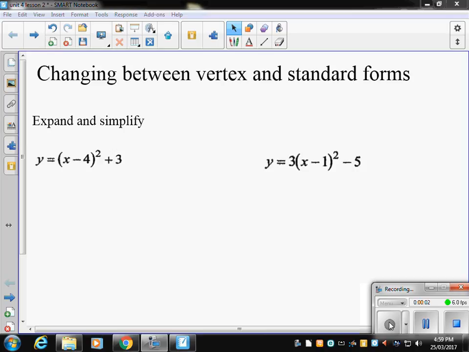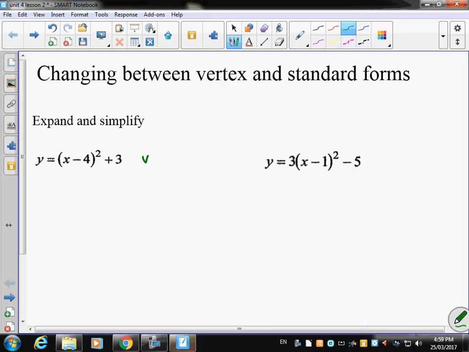Unit 4, Day 2, and we get to do some algebra. It doesn't get any better than this. So, first of all, it says expand and simplify. My goal on this first slide is to go from vertex form, and when it says to expand and simplify, I'm going to get rid of my brackets. So I'm headed to standard form.